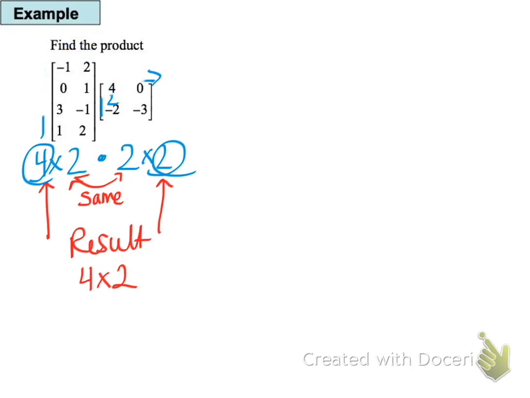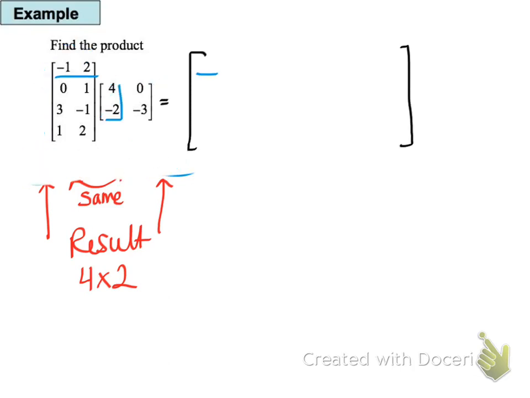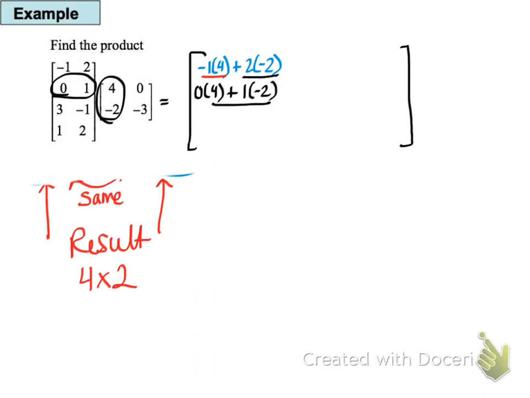So let's multiply this out and see what we get. For the first position, we're going to do row 1 times column 1. That's going to be -1 times 4 and 2 times -2. -1 times 4 is because those are the first two pieces, plus 2 times -2, the second two pieces. That's going to be in row 1, column 1. Now let's take the next piece. Now we're in row 2. So we're going to go down row 2, column 1, not column 2. Again, we're going to multiply the pieces, 0 times 4 and 1 times -2.